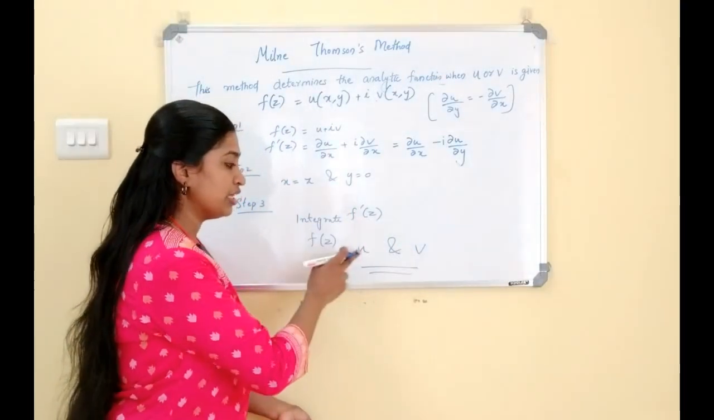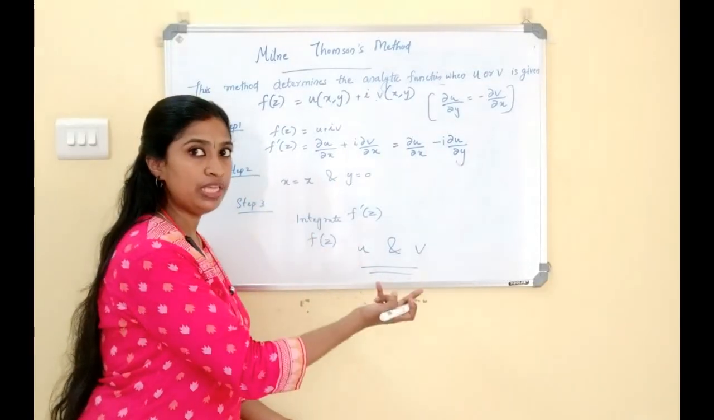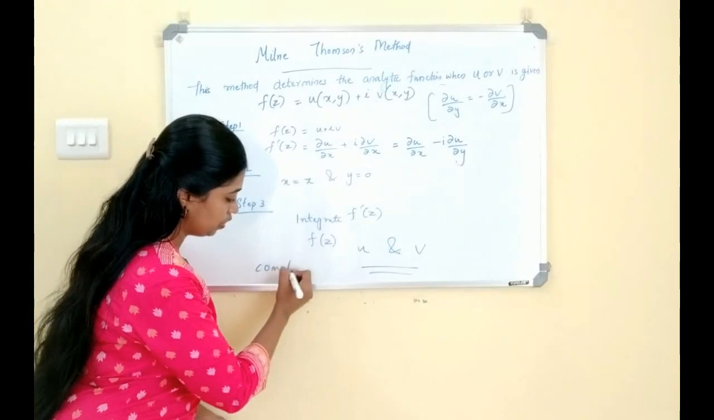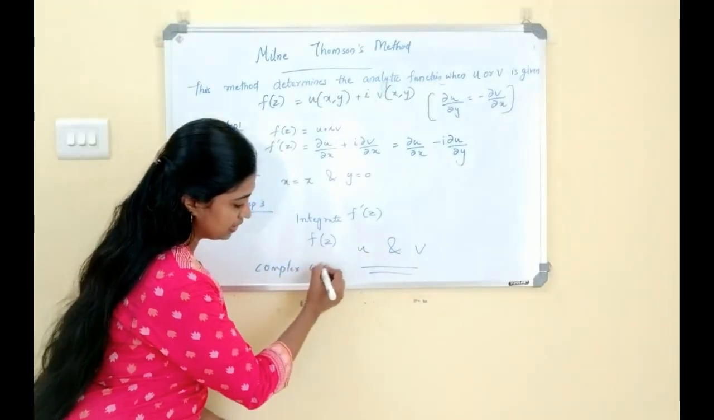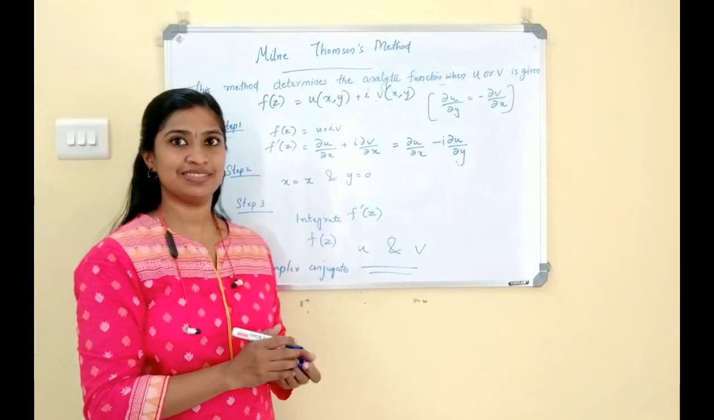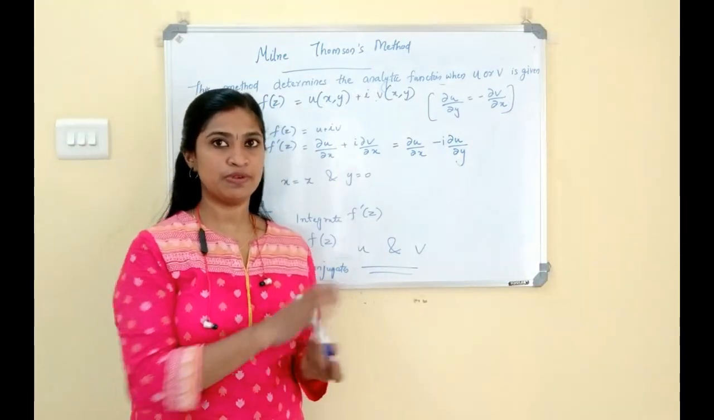u is called the complex conjugate of v and v is called the complex conjugate of u. u and v are called complex conjugates of each other. Now we can do some problems from this.